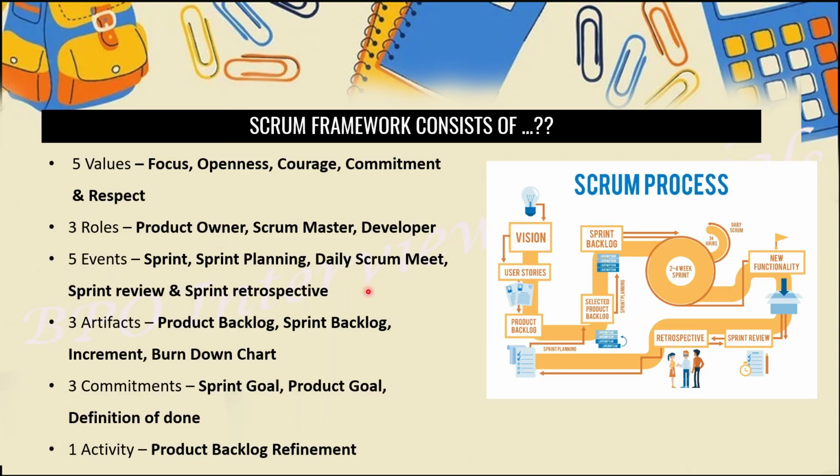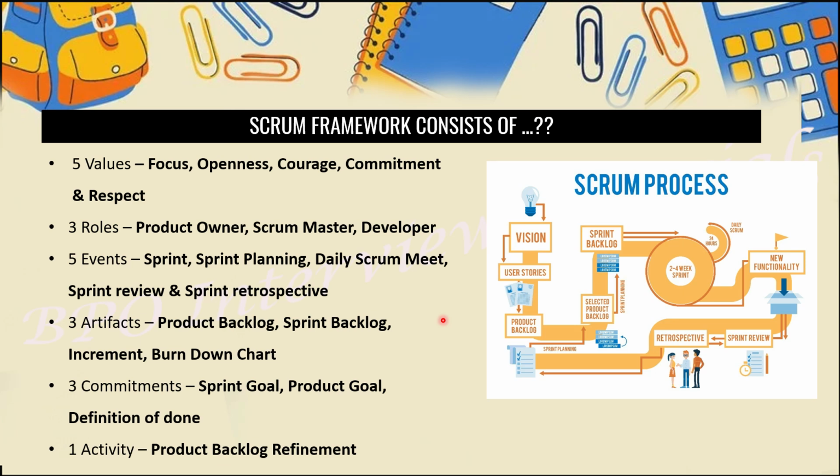Basically in the Scrum framework we have six parts, guys. We have six activities we will do. The first one is values. There are five values which Scrum follows: focus, openness, courage, commitment, and respect. These five values are to be followed whenever someone is working on any Scrum process. We will learn everything in detail about these five values in upcoming slides. Now we will only see what is there in the Scrum framework.